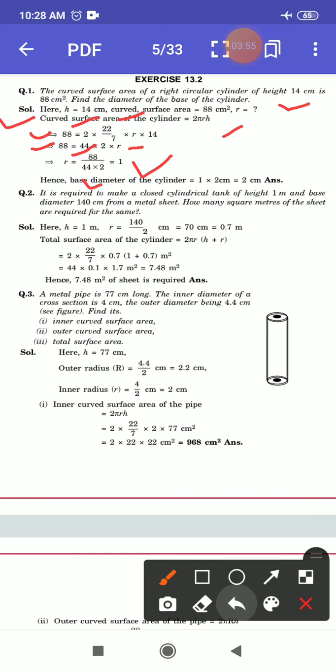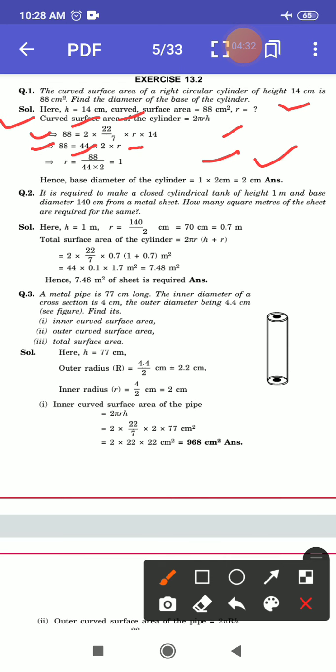Now you have to find the diameter. So what is the relation between radius and diameter? Diameter is double the radius, so 2 into r, so the value is 2 centimeter. So the diameter is equal to 2 centimeter. So this is the value of the diameter when the curved surface area is 88 centimeter square and height is 14 centimeter. I hope you have understood all the concepts related with this question.